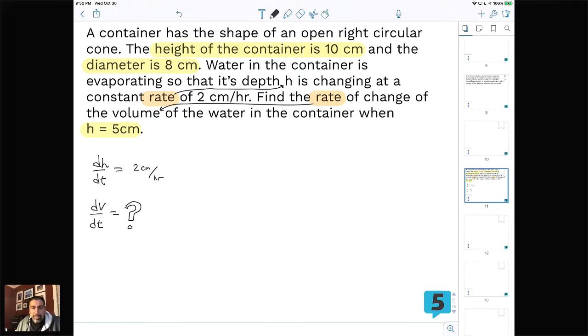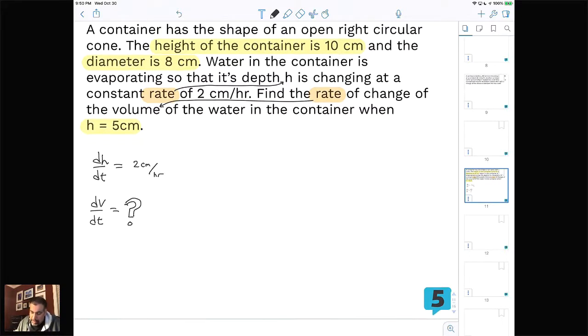Okay. So now I want to put the units in on that so I know what I'm looking for. Because the volume is the top, we know that the units are going to be centimeters cubed. Because time is the bottom, we know the units is going to be hours. Okay, so that's what we've got.